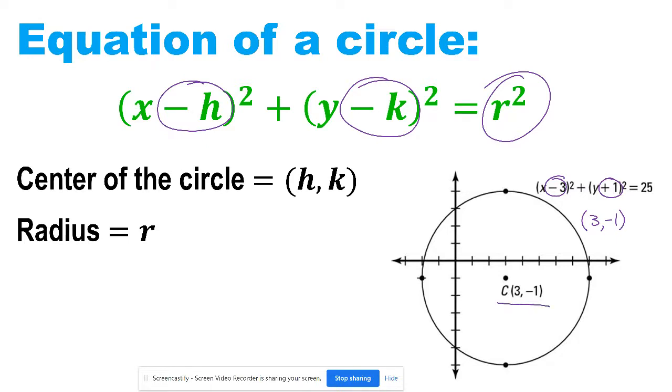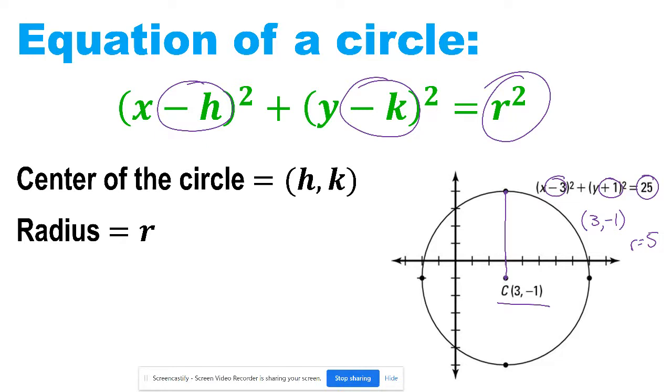Your radius is going to be taken from this last number here, the 25. And 25 is r squared. So that means your radius is going to be the square root of 25, or 5. And if you look at the graph here, if you were to measure the distance of the radius from the center to the outside of the circle, you would find that it is exactly 5 units long. So that's the equation of the circle, and that's how it relates to the graph.